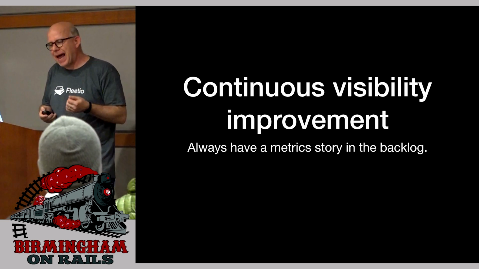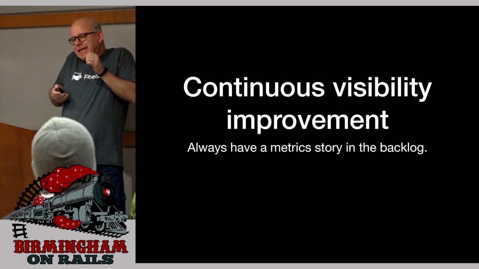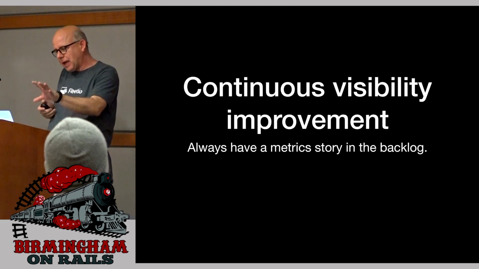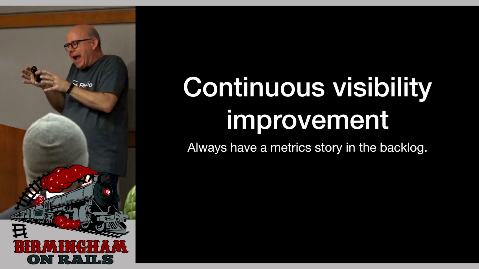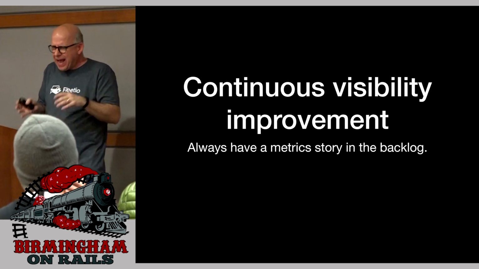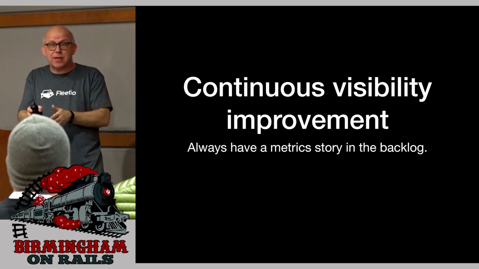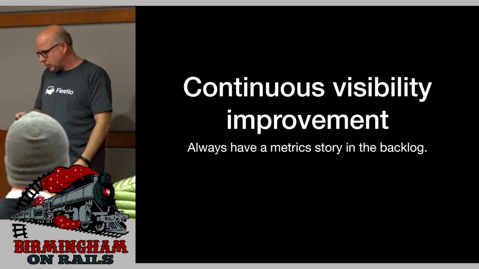In order to create a reliable site, we need to be continuously improving the visibility that we have into what's actually happening. Once we start down this path, I think it's wise to always have some sort of metric story in the backlog. I was trying to solve this thing and I couldn't. And if I could see this information, I'd be able to solve it. That goes in the backlog, right? Continually be adding those.